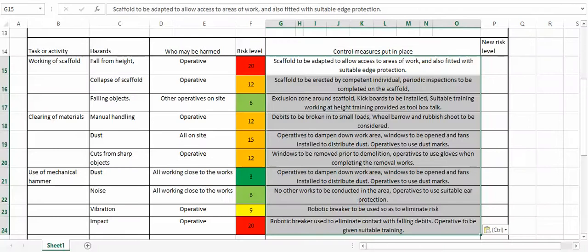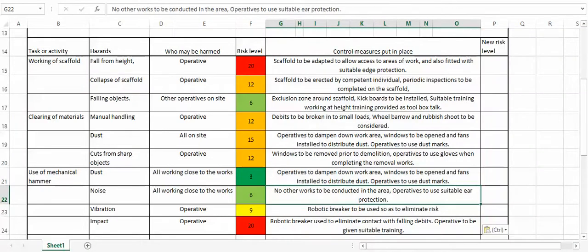You can see here I've added my list of precautions. And generally, I've tried to consider the principles of prevention as I showed you in the previous slide, so eliminate rather than reduce, etc. I've used a robotic breaker here, which means that you don't have to go to the area of demolition. That's eliminated the risk. This isn't always possible, but you need to justify it in your risk assessment.